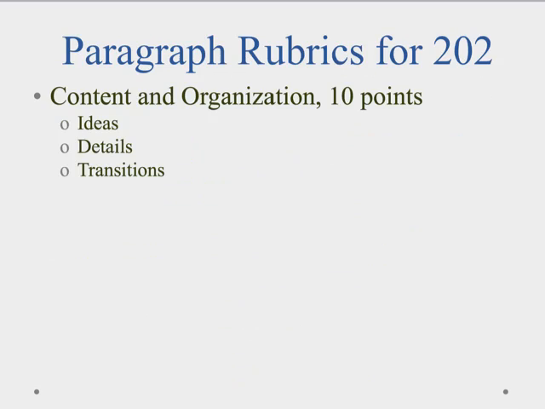The paragraph rubrics for 202 writing will have one section or part for content and organization. This section is worth 10 points. Here, the teacher will look at your ideas, your details, and your transitions to make sure that you have enough good information. The teacher will also look at organization. Do you have all of the right sentences in the right place? This is the same as the color coding: green, blue, reds, blue, reds, blue, reds, and green.